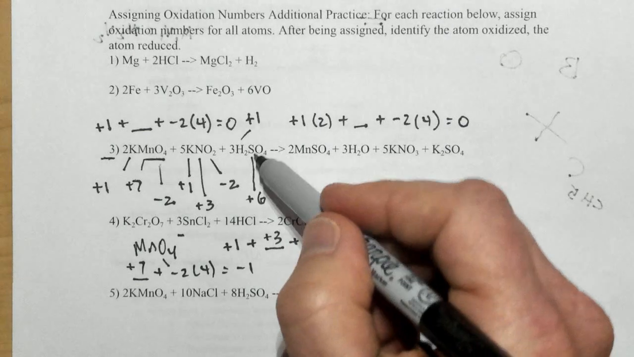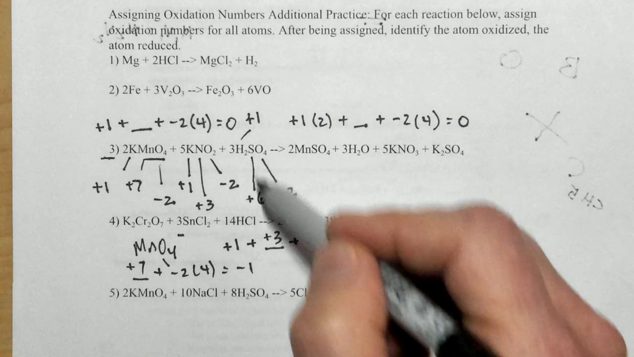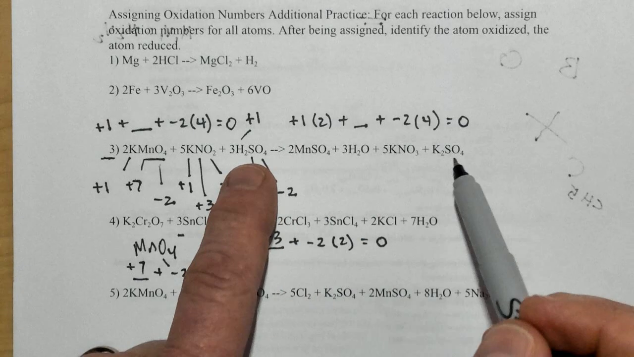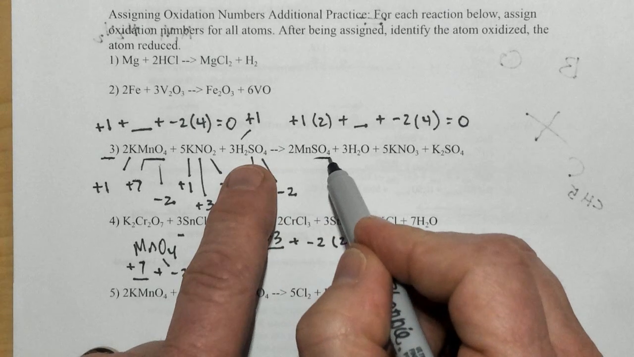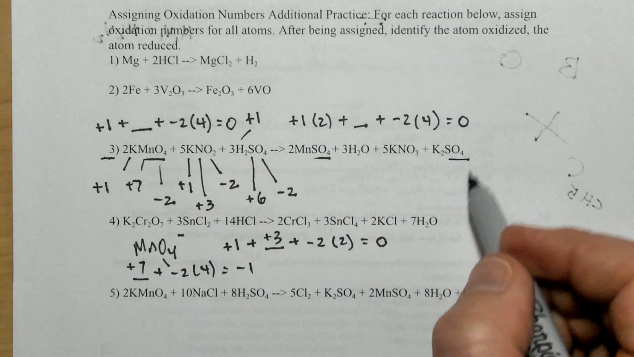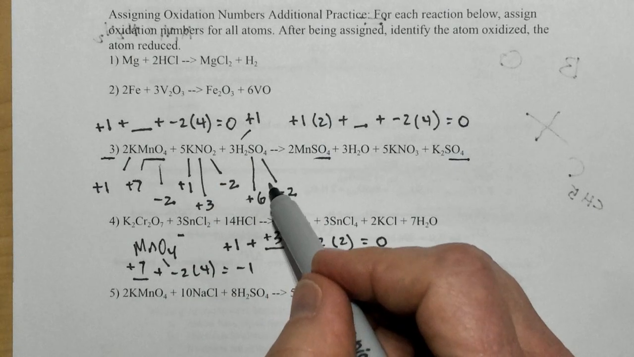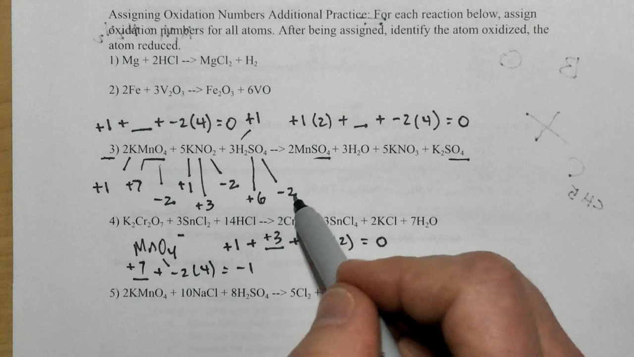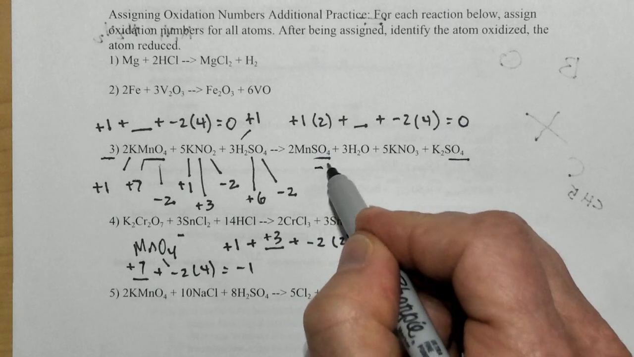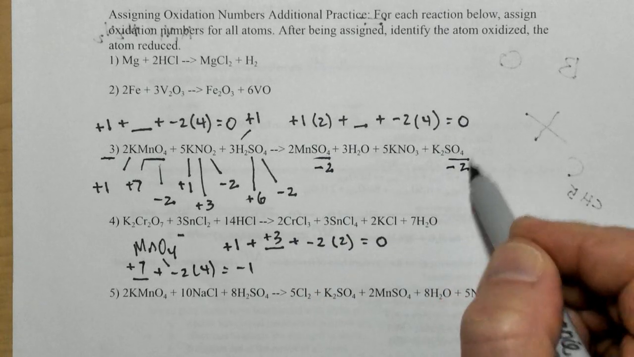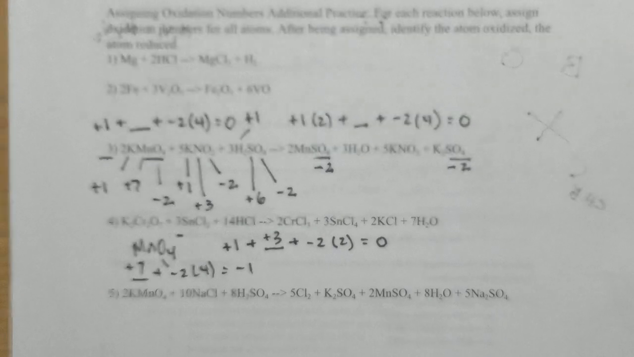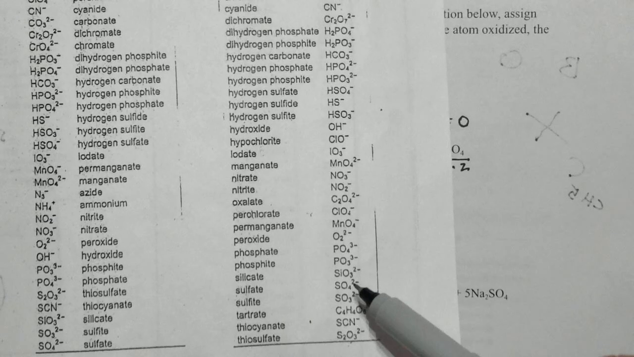Okay, what's helpful though is to know that this sulfate right here doesn't change from this side to this side. And you can find sulfate over here in 2 places. And if you know that the sulfate doesn't change, then you're pretty certain that the sulfur isn't going to change in oxidation number. And you can just use -2 right here and -2 right here. And if you forgot that sulfate is -2, you could look it up on the periodic table, and it's right down here, and sulfate is -2.